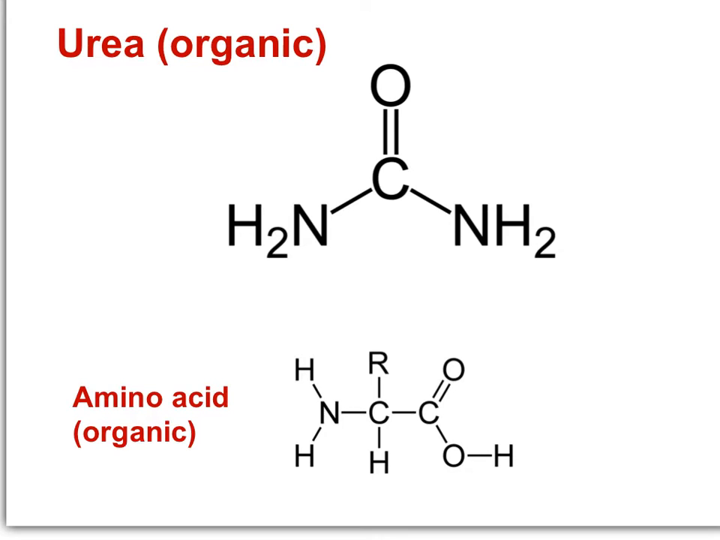Now, urea is a waste compound secreted to the blood by the liver, and then it's removed from the blood by the kidneys. When urea was artificially synthesized in the laboratory in the 1800s, the theory of vitalism was falsified because the theory of vitalism held that only living organisms could make organic compounds.